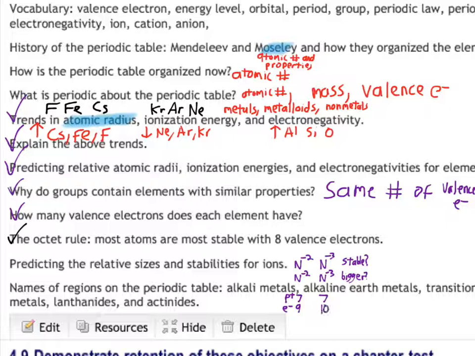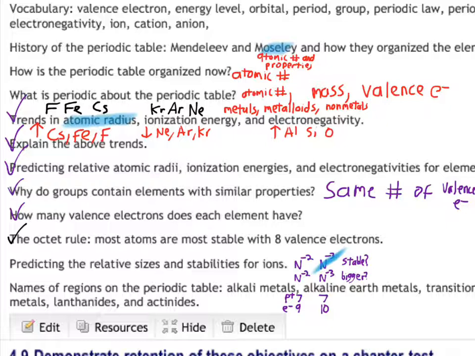So they both have 7 protons because they're both nitrogen. N-2 has 9 electrons because it has a -2 charge. That means it has 2 extra electrons. Electrons are negative. N-3 would have 10 electrons. So for stability, pick the one that has the same number of electrons as a noble gas. So that would be N-3, 10 electrons like neon.